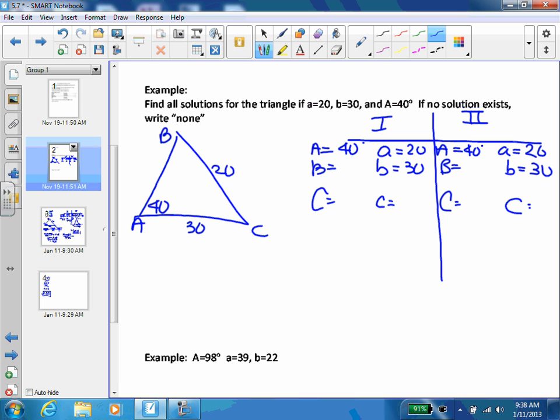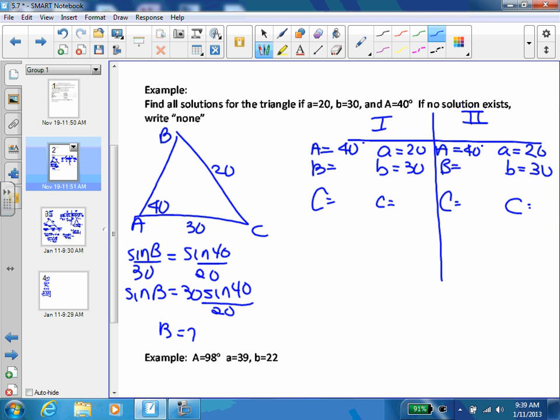And so which angle can we find? Angle B, right? So the sine of B over 30 equals the sine of 40 over 20. And so sine of B is equal to 30 sine of 40 over 20. And I got 74.6 degrees. Check your math with mine.